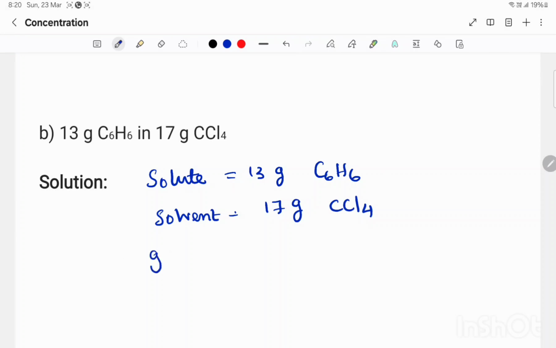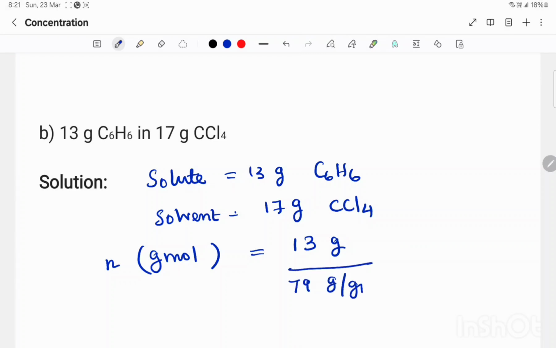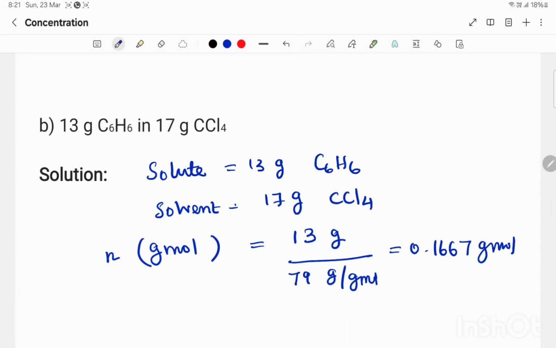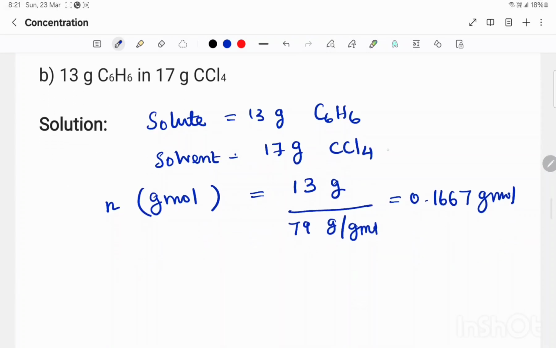So the number of moles in gram mole is equal to the mass by molecular weight. 13 gram by the molecular weight of C6H6, which is 79 gram per gram mole. So you will get N as 0.1667 gram mole. So next we have to calculate the kg of solvent, but the data is given in gram. We have to convert that into kg. So mass of solvent is equal to 17 gram. Convert that to kg: 17 into 10 raised to the power minus 3 kg.